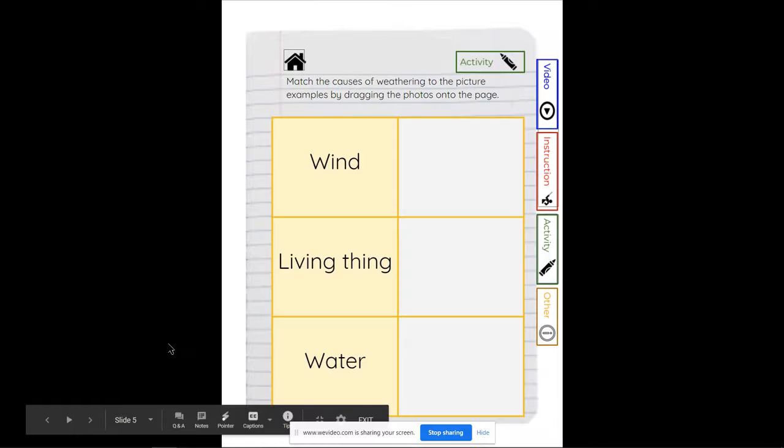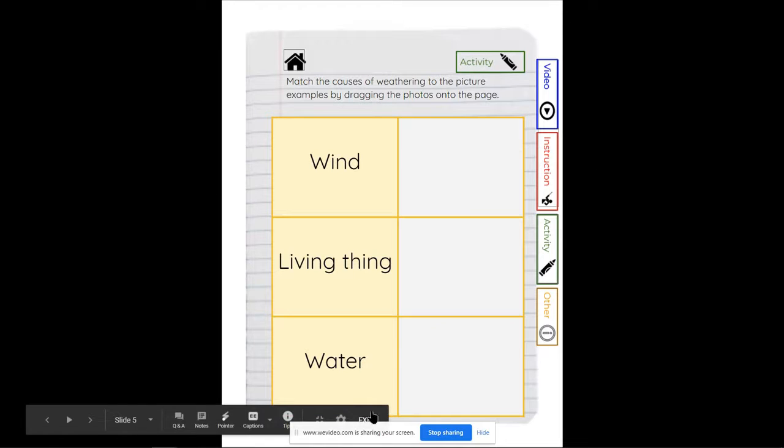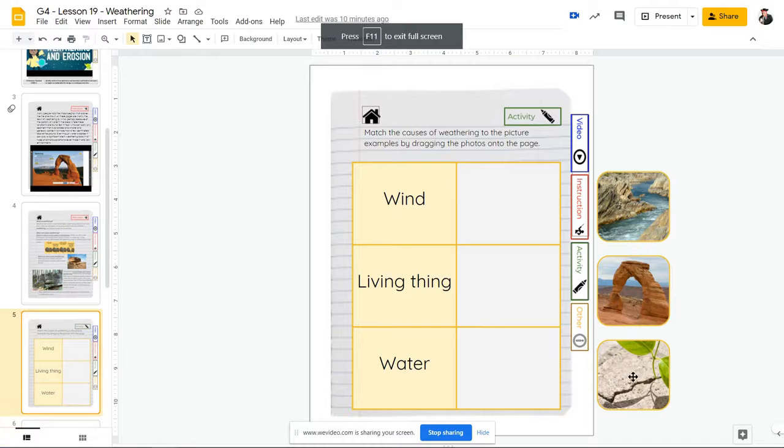And then in your activities, you need to match the causes of weathering to the picture examples by dragging the photos onto the page. So on the perimeter of the page over here on the right side, you're going to see these three different images, and you have to identify how were these made the way that they are. Was it wind? Was it a living thing? Or was it water that weathered it?